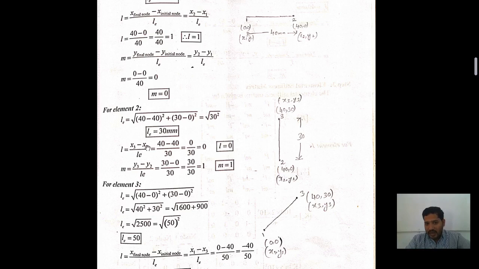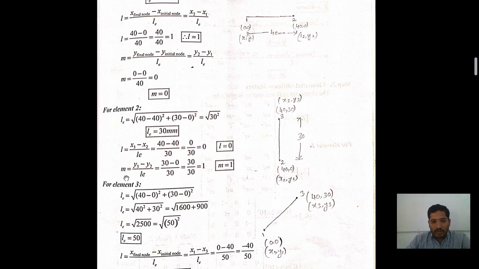x3 minus x2 by LE. x3 value is how much? 40 minus 40 by 30 equal to 0 by 30 equal to 0. L value we are getting as 0. Clear? I hope no one is having a doubt.